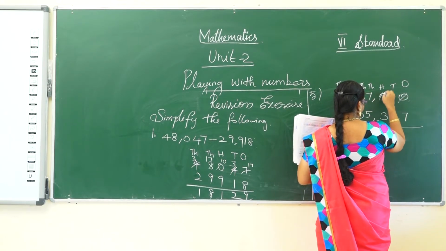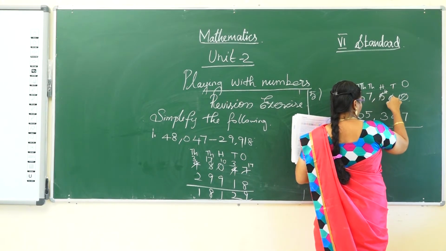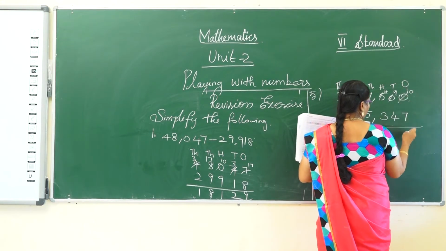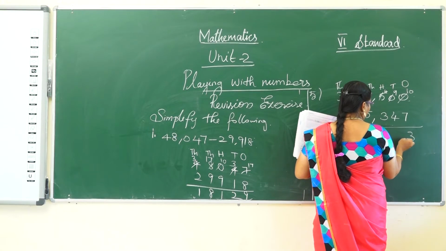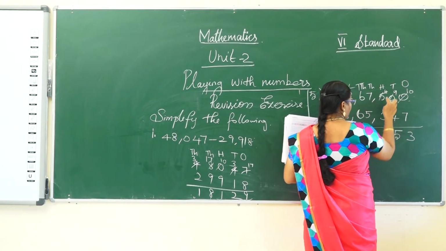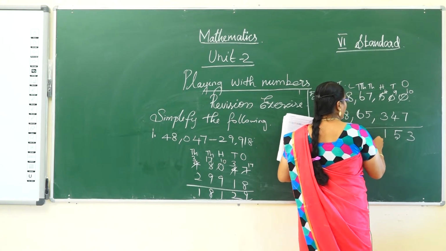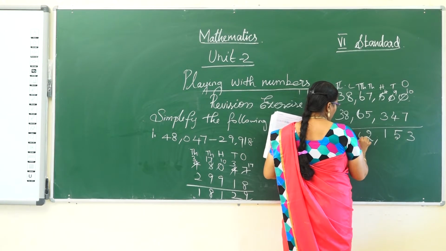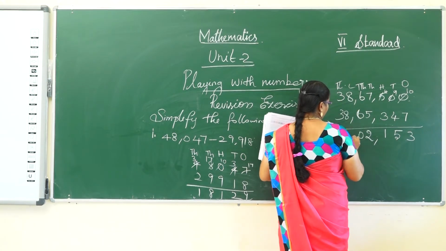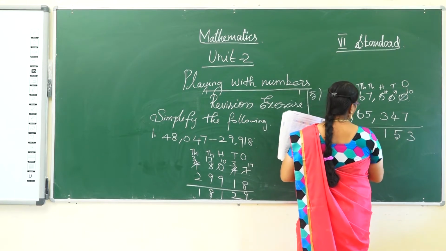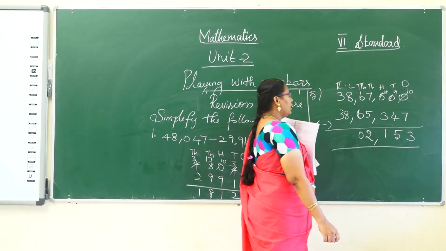So borrow from here. The tens place becomes 4 and the ones place is 10. 10 minus 7, 3. Then 4 minus 4... 9 minus 4, 5. 4 minus 3, 1. 7 minus 5, 2. 6 minus 6, 0. These values are 0. So the answer is 2,153.